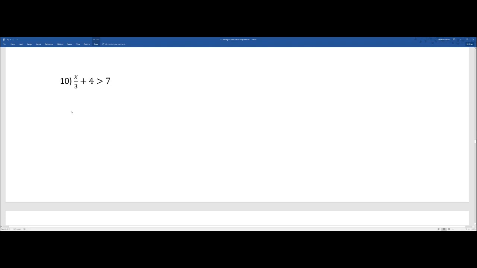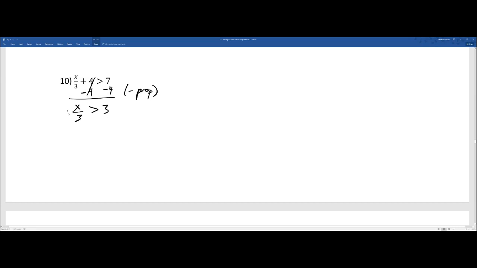All right, number 10, slightly different, but kind of the same in the sense that we're trying to isolate x. Well, let's get rid of that plus 4 by using the subtraction property. Again, we're working on getting x by itself. So again, this is the subtraction property of equality. So we have x divided by 3 is greater than 7 minus 4, which is 3.